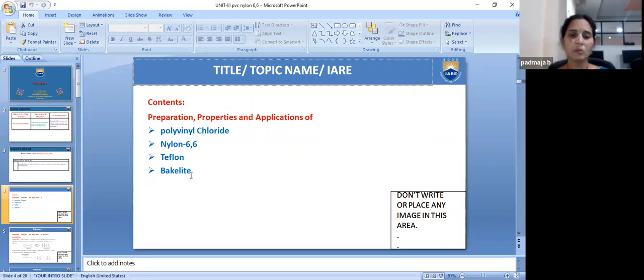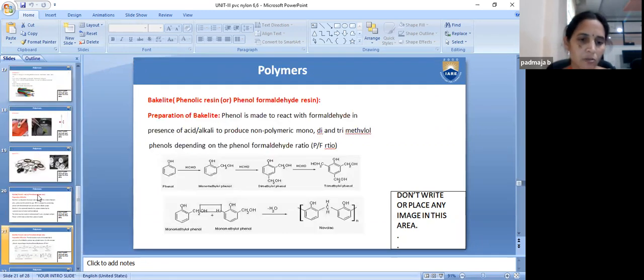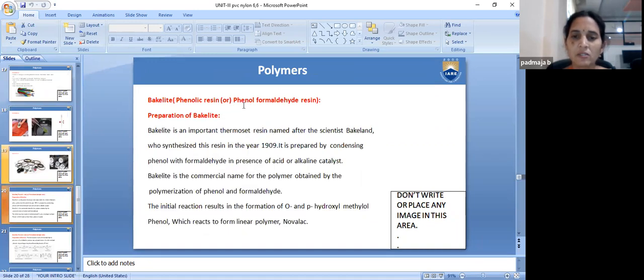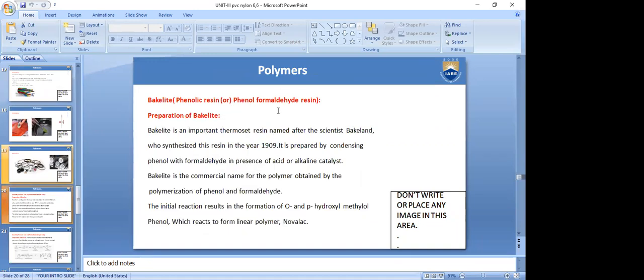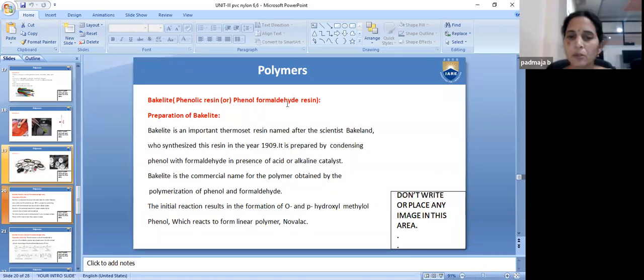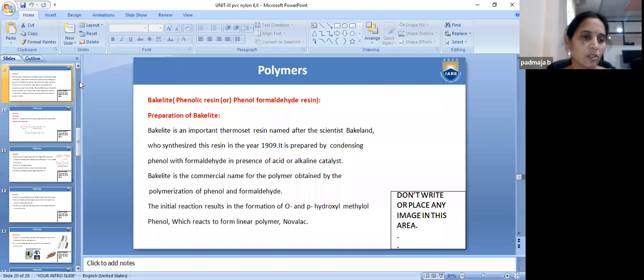So Bakelite, what is the other chemical name? You are not telling. Tell me, what is the other name for Bakelite? Phenol formaldehyde resin. Now you know the preparation, everybody. You have to learn. Okay.